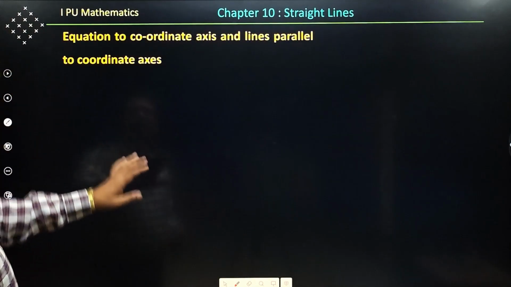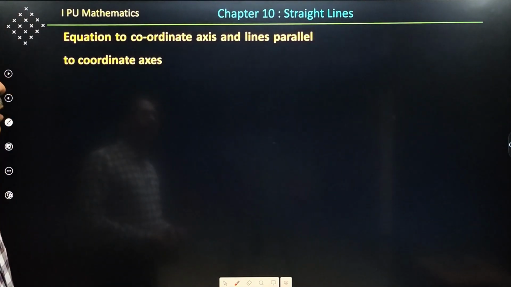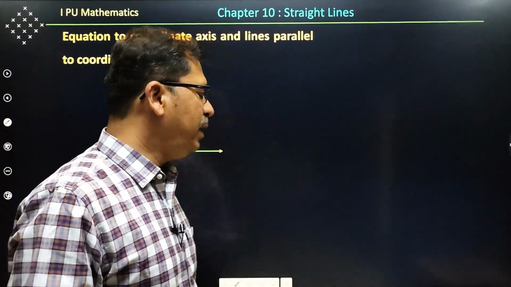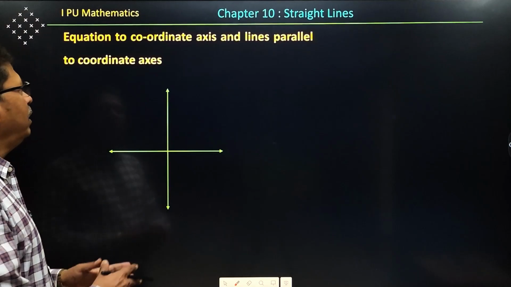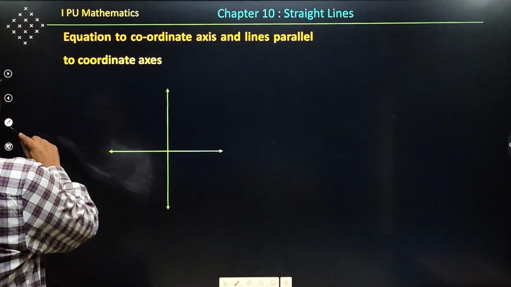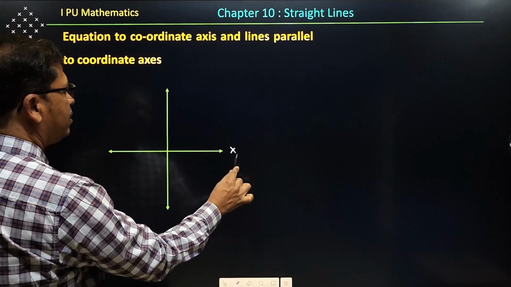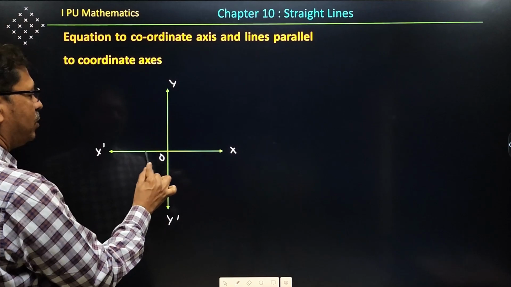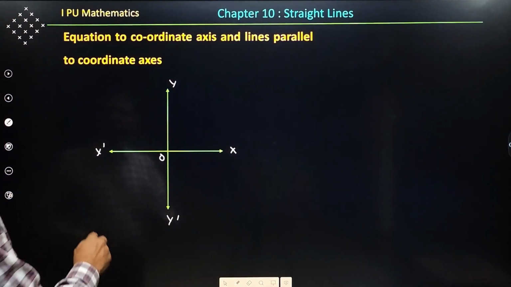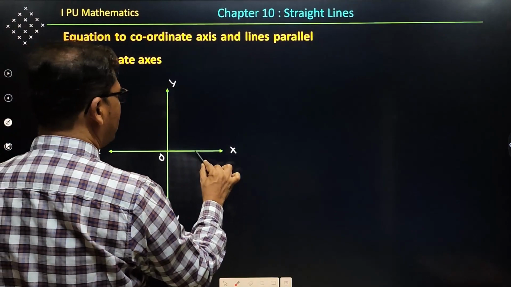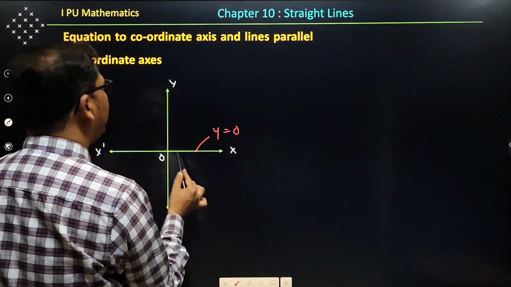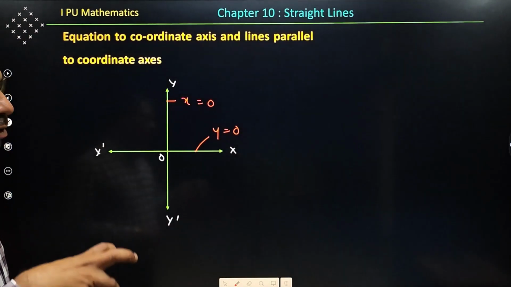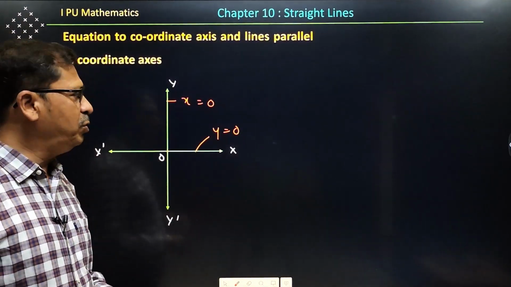Let us move to the next idea: equation of the coordinate axis and the lines parallel to the coordinate axis. Now, observe here. Let me first take into consideration the equation of the coordinate axis. This is your x-axis, this is your y-axis, and the point of intersection is the origin. The equation of the x-axis is y is equal to 0 and the equation of the y-axis is x is equal to 0. These are the equations of the coordinate axes that you need to remember.